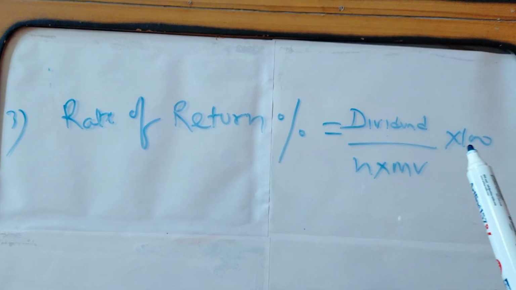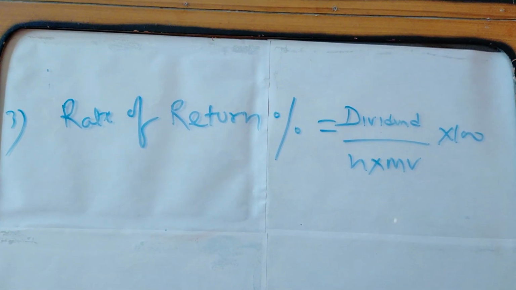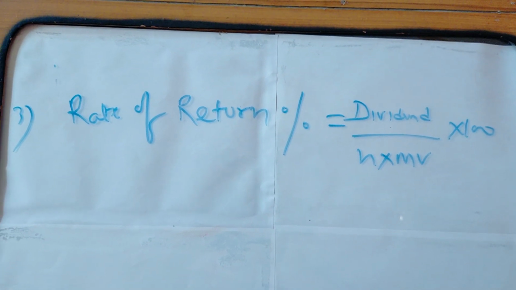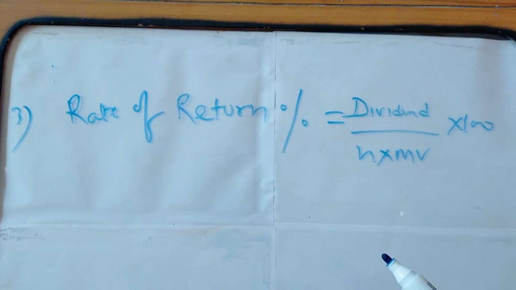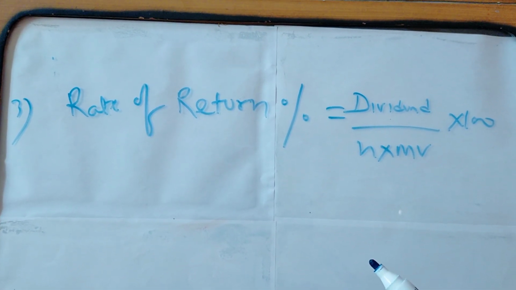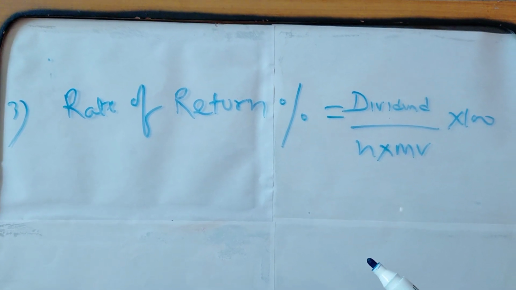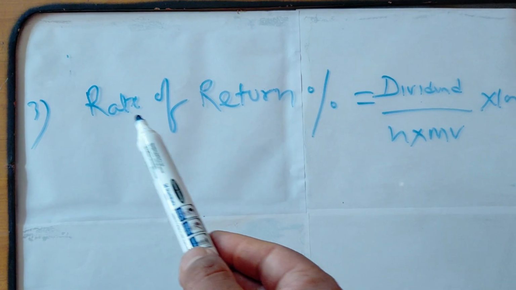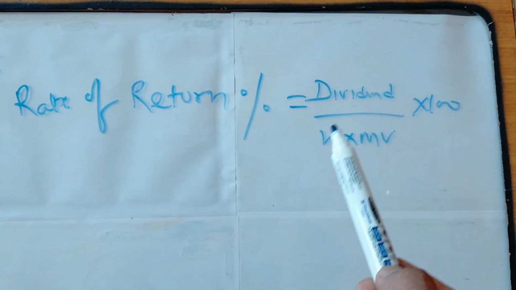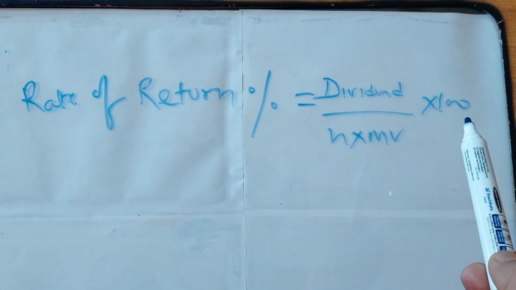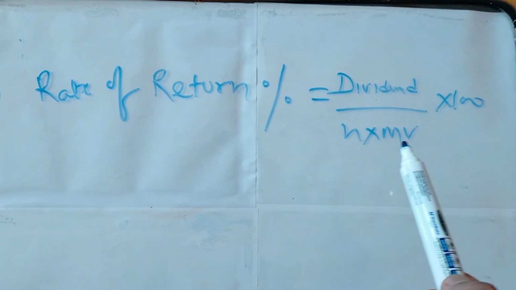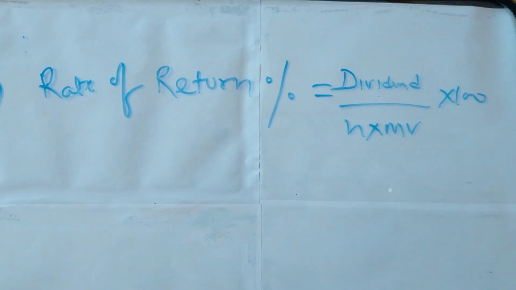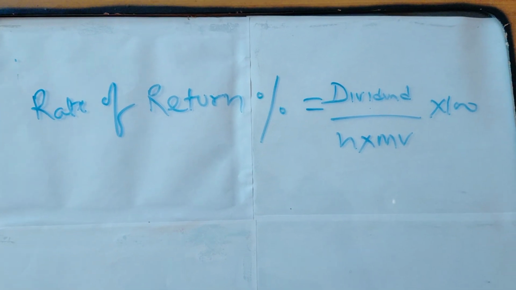First is number of shares is equal to total investment upon market value of one share. Second formula, dividend percent is equal to dividend upon n into fv into 100. And the third formula, which is in front of you, rate of return is equal to dividend upon n into mv into 100. This n into mv can also be written as total investment. Okay, so let us start the exercise.